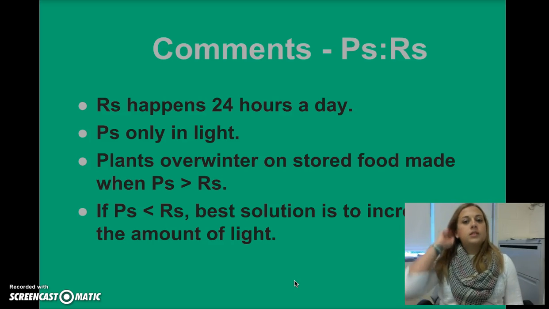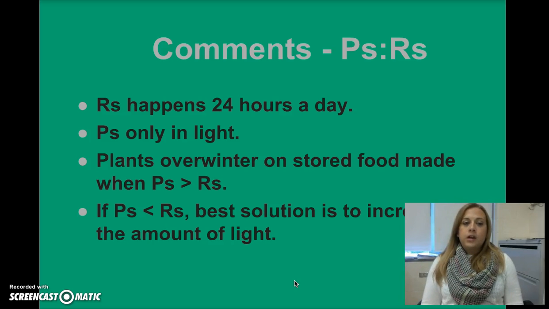So just some comments on photosynthesis and respiration. Respiration happens 24 hours a day. So a plant is alive all day, so it needs energy all day. So respiration is going to happen all day long in order for the plant to break down sugar to release energy for survival. However, photosynthesis is only happening in light.